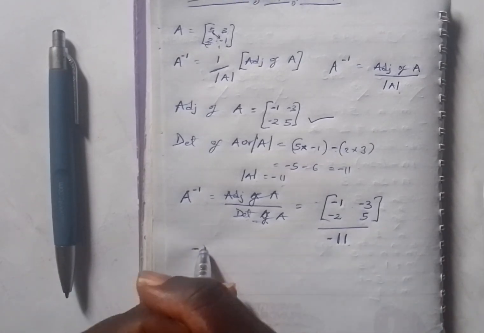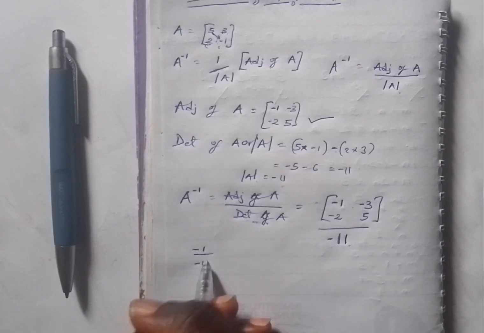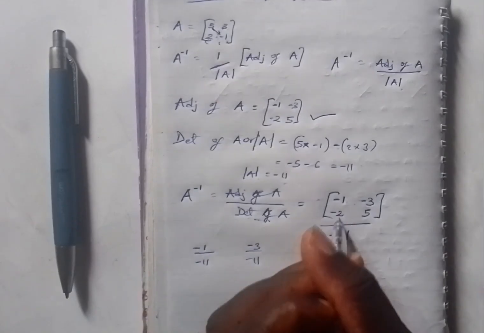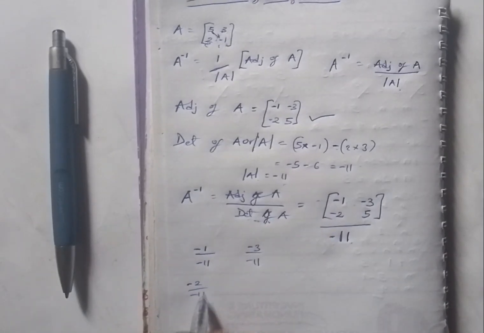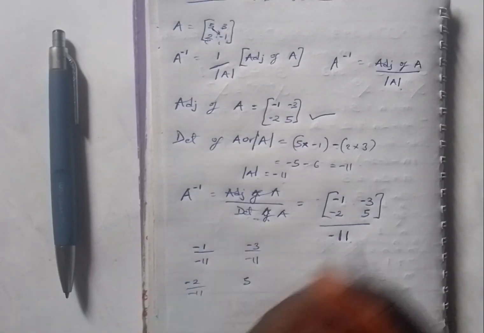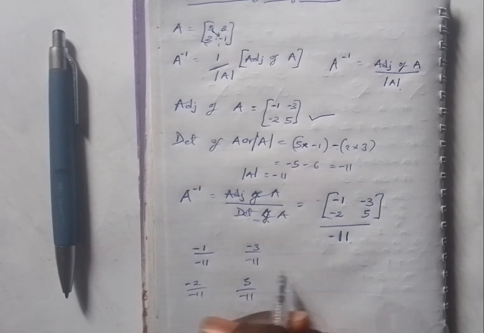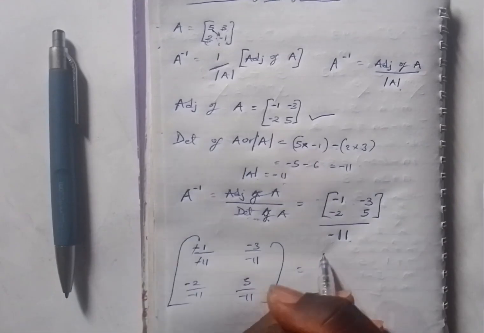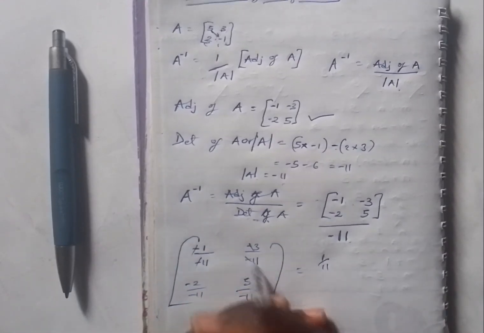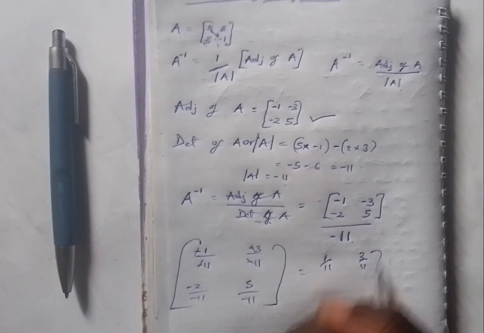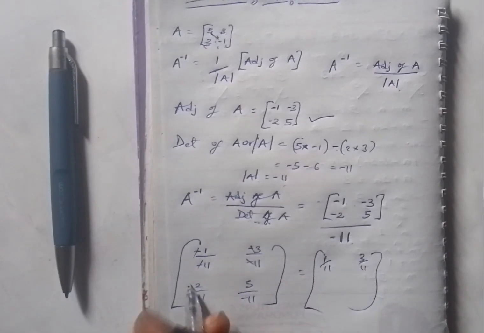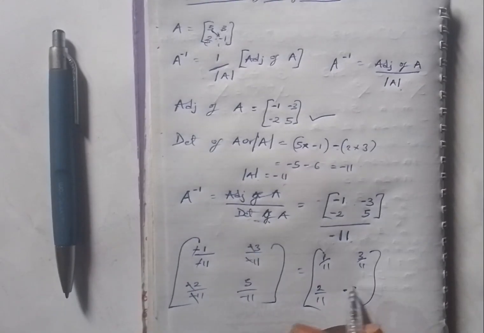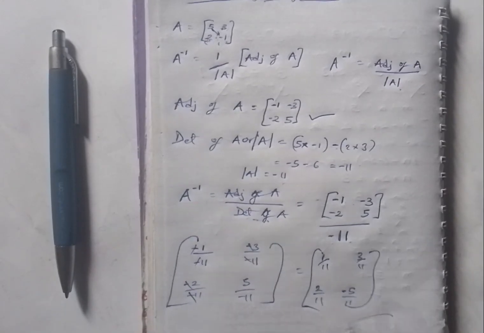I will have minus 1 over minus 11, minus 3 over minus 11, minus 2 over minus 11, 5 over minus 11. So the way it is here, our final answer, we cancel minus with minus here. So I will have 1 over 11. Here, minus we cancel minus, I have 3 over 11. Also, minus we cancel minus, I have 2 over 11. Here I will be left with minus 5 over 11. So this will be the final answer.